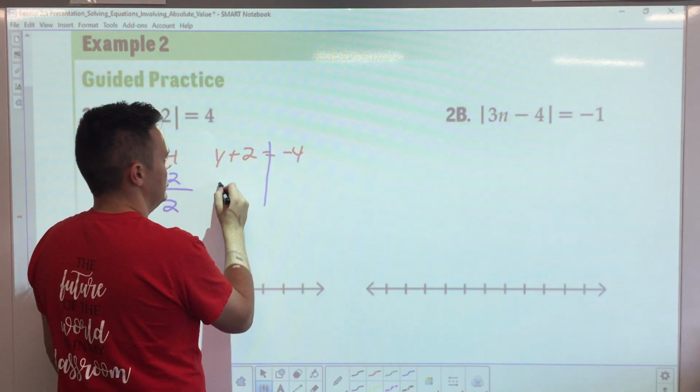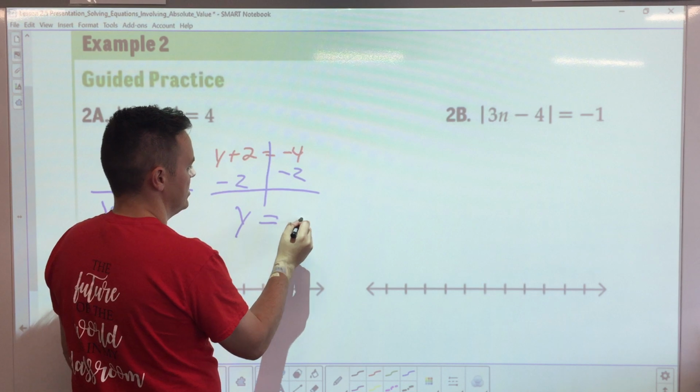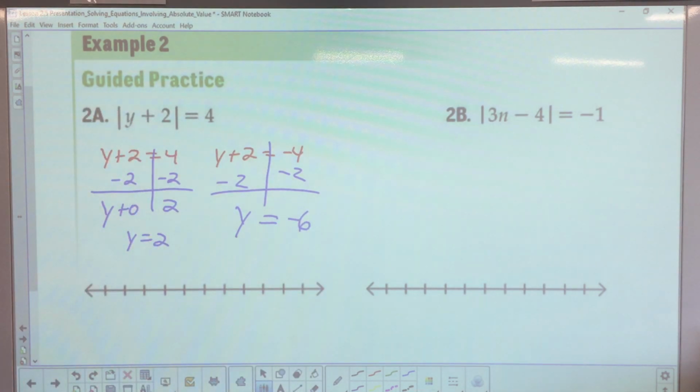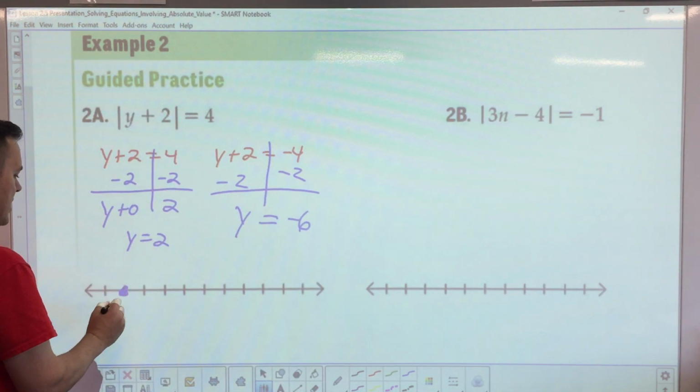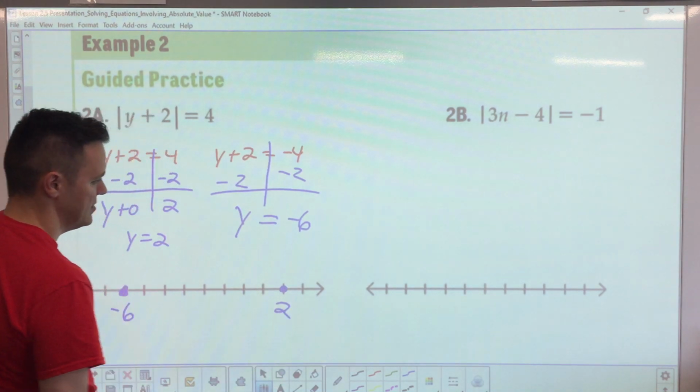And on this side here, subtract 2, y equals negative 6. So there are your 2 points. So then again, drop a point on the negative side, and then you go somewhere over here, drop a point on the positive side.